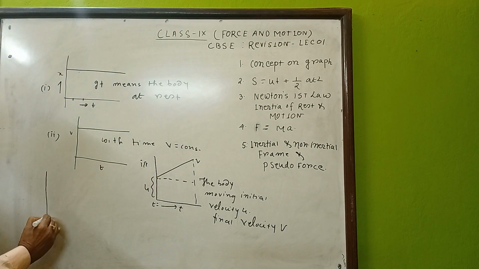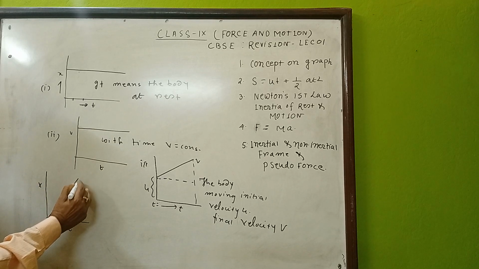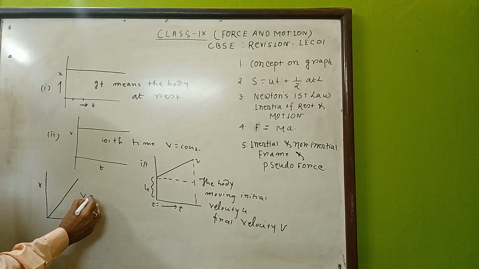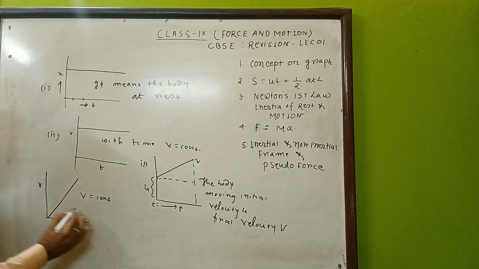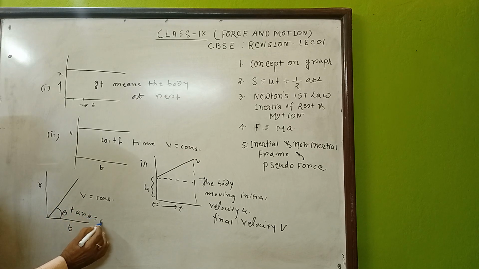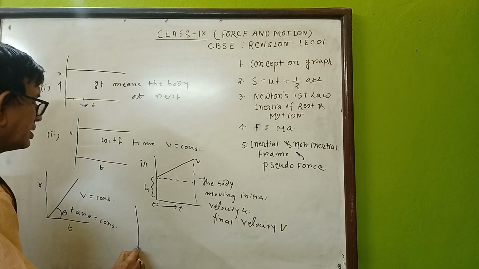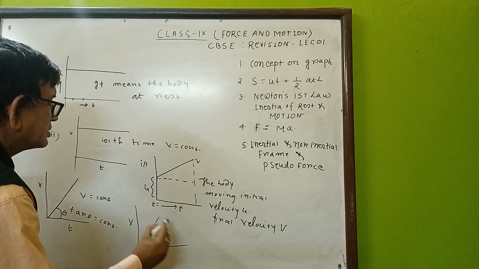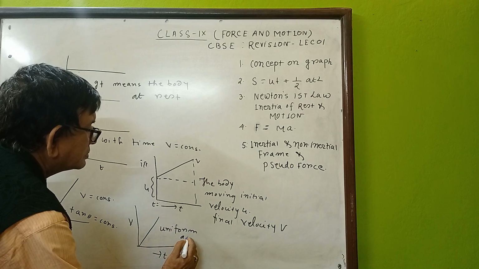I am showing you another graph. Now x and t, this is V. This graph represents V equal to constant. In this graph, this is theta, tan theta is constant, that means uniform velocity. Now similarly, if this is t and this is v, that means uniform acceleration.